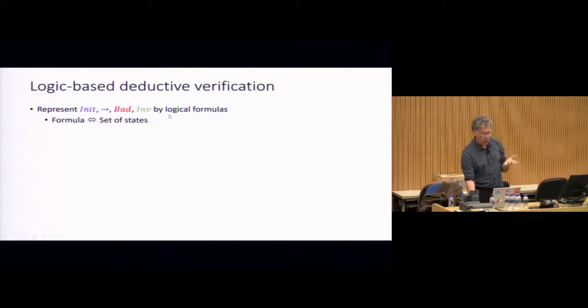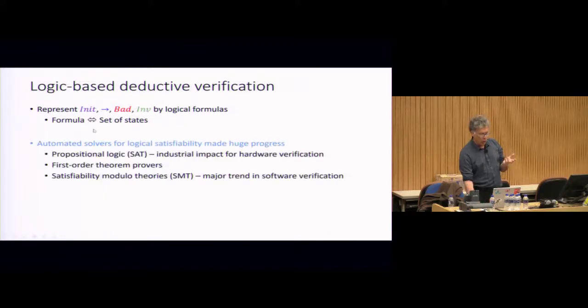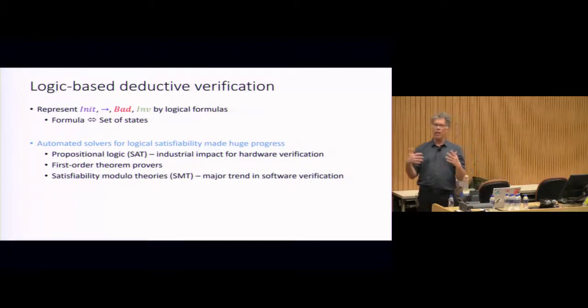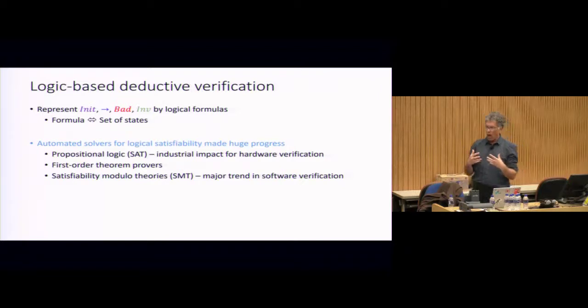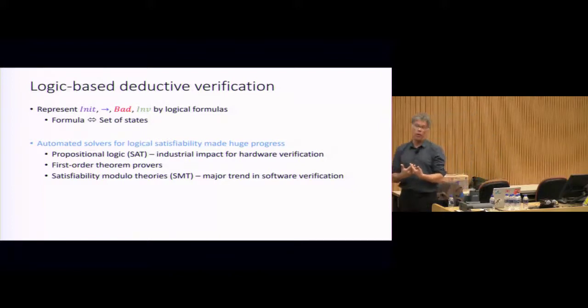And the idea is to use logic and represent these sets of states, the initial states, the bad states, the inductive invariant, as well as the transition relation, by logical formulas. So a formula is really something like x < 5, like all states in which the integer variable x is less than 5. That's a set of states, that's a bubble, right? And then we can reason about these questions of safety and whether something's inductive using automated theorem provers for logical satisfiability and validity. And over the last 20 years, we've seen huge progress in this area.